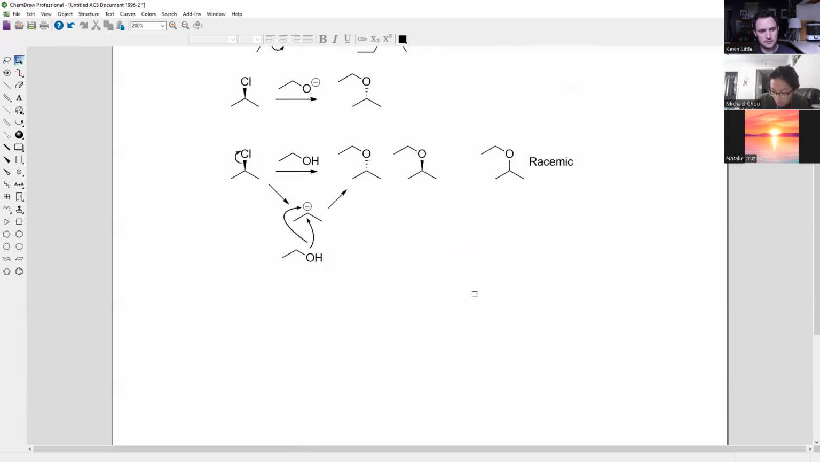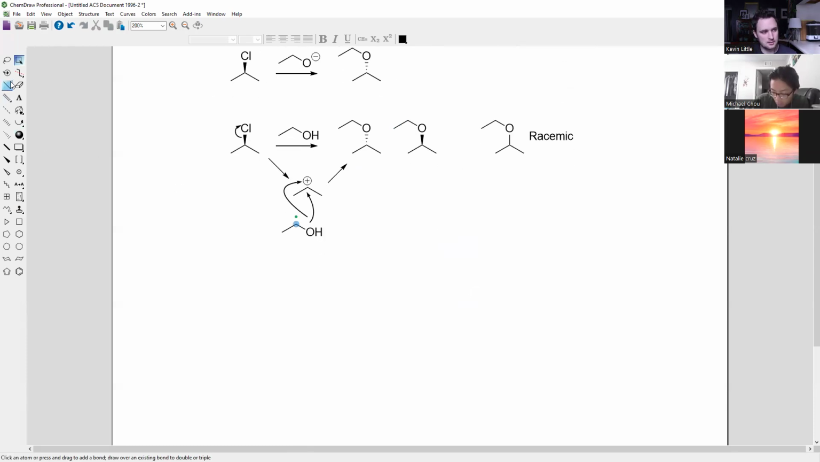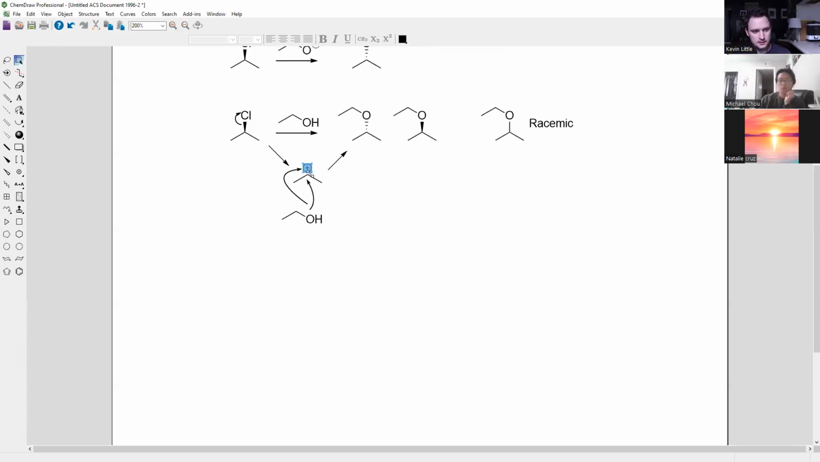One more thing I want to talk about, or that I did talk about, is this step. With both SN1 and E1s, wait, let me pause this. I will come back in a second. All right, one more thing I want to talk about is this step here. With SN1s and E1s, you form a carbocation.